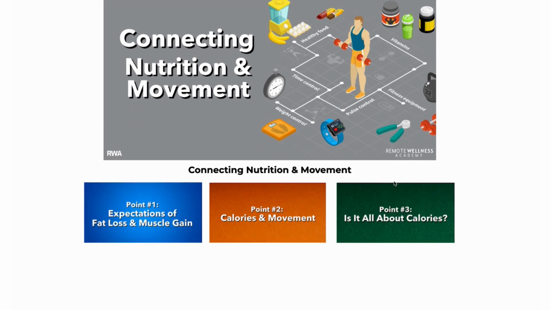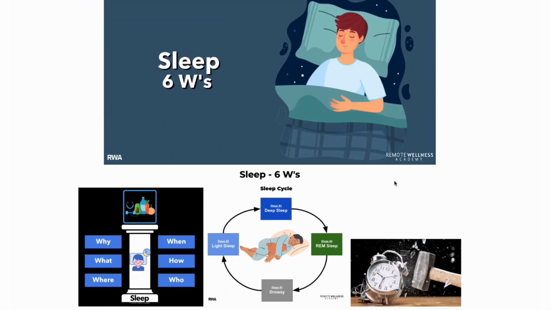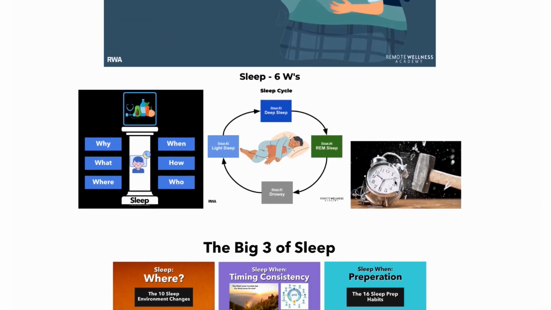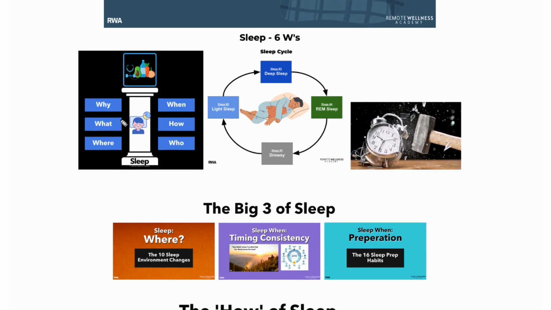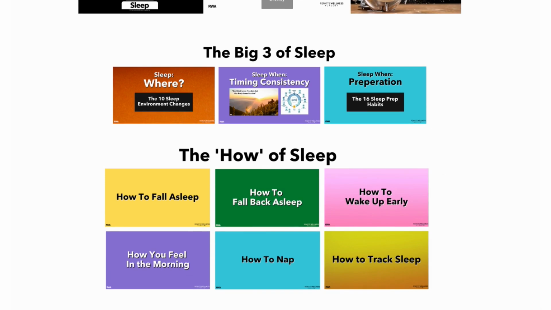And then from there, we got into the third pillar of health, which was sleep. We knocked out all 6 W's of sleep: why, what, where, when, how, and who. When we talked about what sleep actually is, we learned about the sleep cycle. We talked about how to get rid of your alarm clock so it doesn't wake you up in the wrong cycle, so that you feel tired. We then talked about the big 3 of sleep, and we said that once you get these big 3 in order, the how becomes effortless.